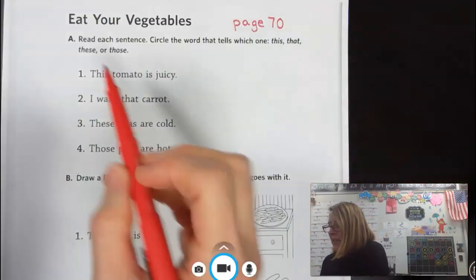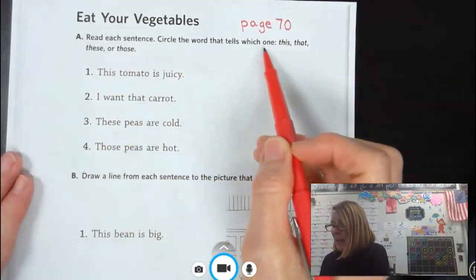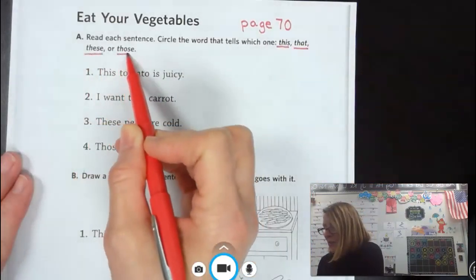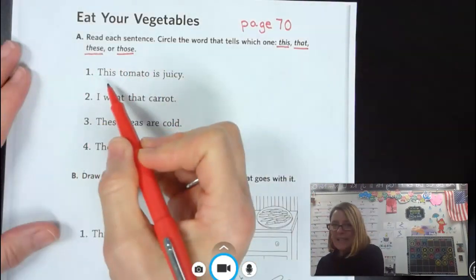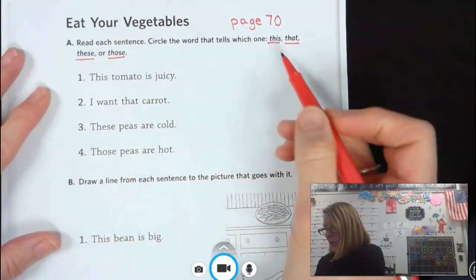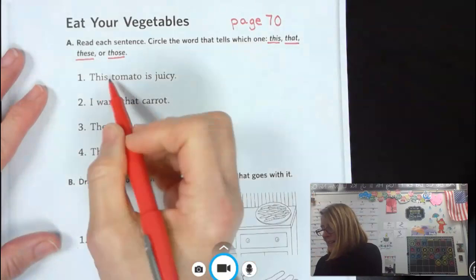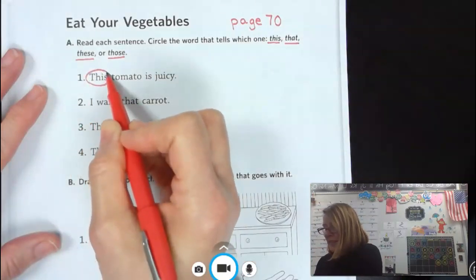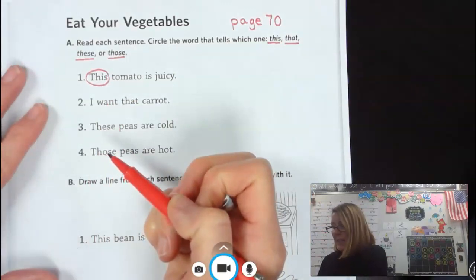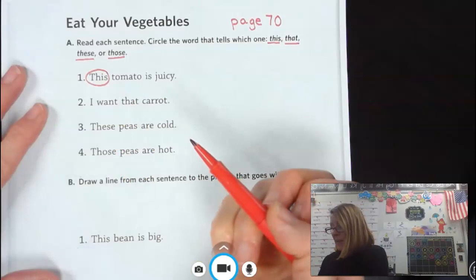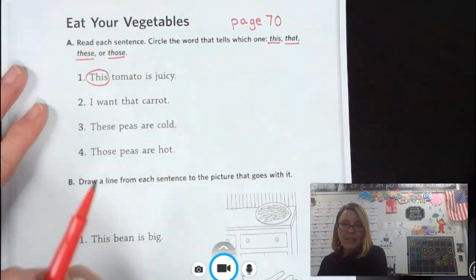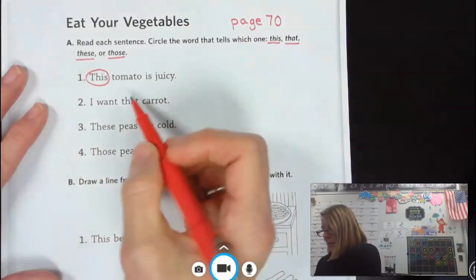All right, so read each sentence, circle the word that tells which one: this, that, these or those. Okay. Number 1 says, this tomato is juicy. So do you see a word in there that matches one of these? Yeah, it's this. And like in our other sentences, it's at the very beginning. But notice how sometimes these words can be inside of a sentence, not at the beginning or the end. They can be right in the middle, like this one. I want that carrot. Yeah, it's right in the middle, isn't it?